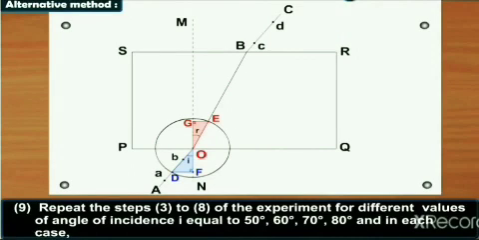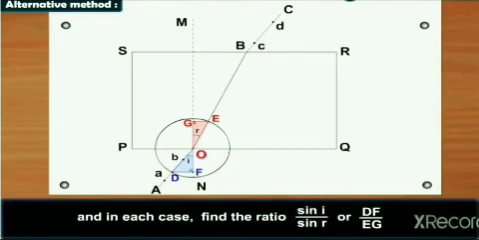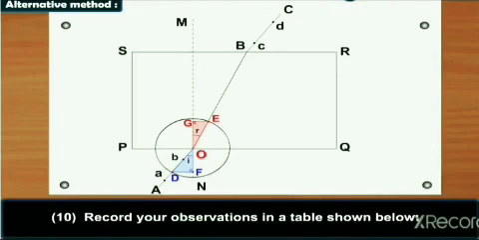9. Repeat the steps 3 to 8 of the experiment for different values of angle of incidence I equal to 50 degrees, 60 degrees, 70 degrees, 80 degrees, and in each case, find the ratio sine I upon sine R or DF upon EG. 10. Record your observations in a table shown below.